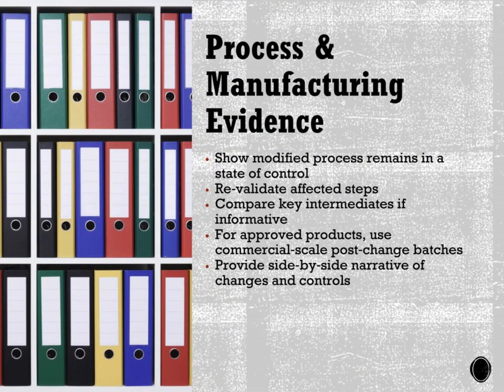Analytical data needs to sit within a process story. Q5E expects you to show the modified process remains in a state of control. That means revalidation of affected steps, demonstration that downstream controls still work, and comparison of key intermediates if they help interpret changes. For marketed products, comparability should use commercial-scale post-change batches, not just lab runs. And regulators want a side-by-side narrative: what changed, why, and how the control strategy ensures consistency. So comparability is as much about process capability as it is about test results.